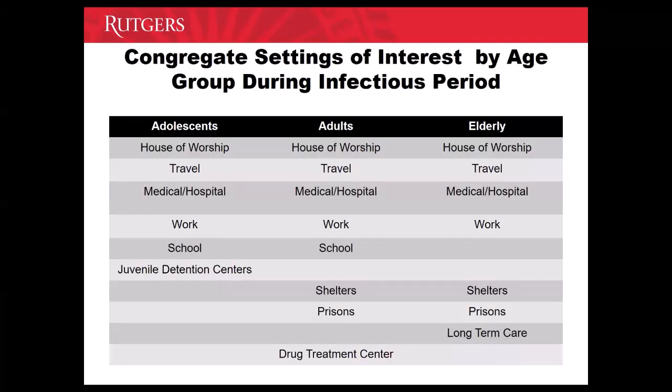These are some of the settings of interest by age group during the infectious period. These are some of the questions we want to ask patients when it comes to potential congregate settings. For adolescents, we want to ask them: tell us where you worship during the infectious period, where you've traveled, what doctor visits you've made, hospital visits, ED or inpatient, where you work, and what school you attend. And for some adolescents, juvenile detention centers. For adults, it's all the same, but we add in shelters, prisons, and drug treatment centers they may have been in during the infectious period. And for the elderly, the same as well, but we add in shelters, prisons, and long-term care.